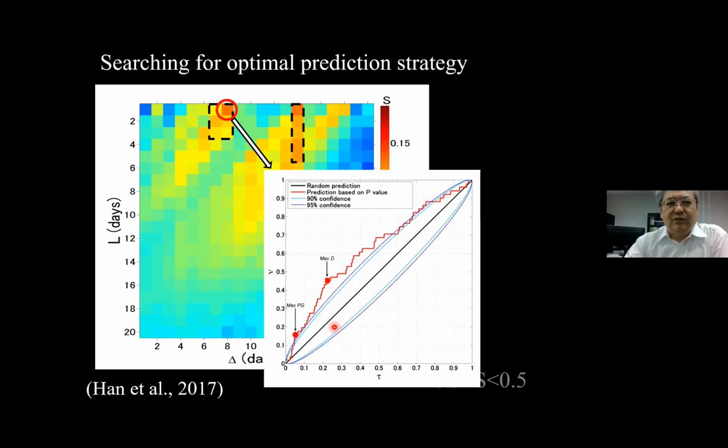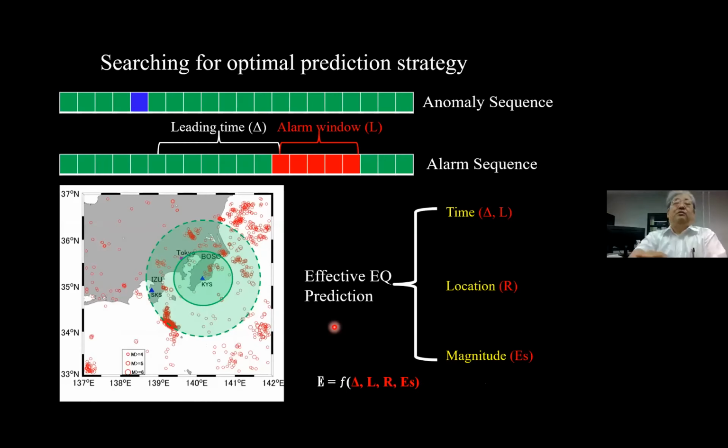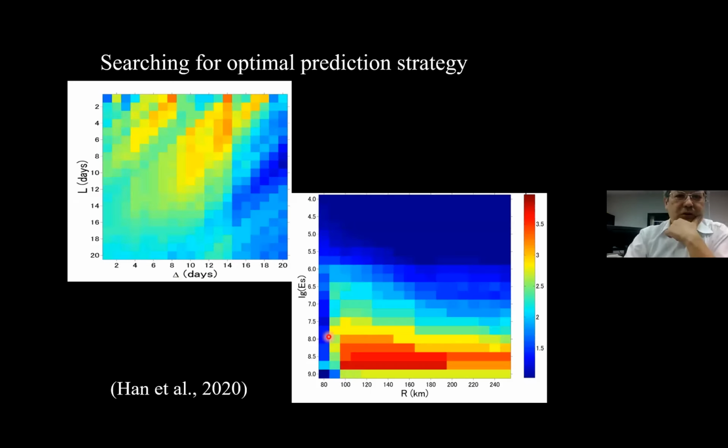Due to this, we can have some good result. And this ROC is not only related to delta and L, but also the magnitude and location and some others. So we'd like to analyze much more effectively. So we take the L days, delta days, and ES and the difference given here.